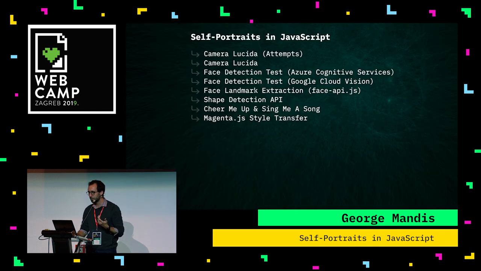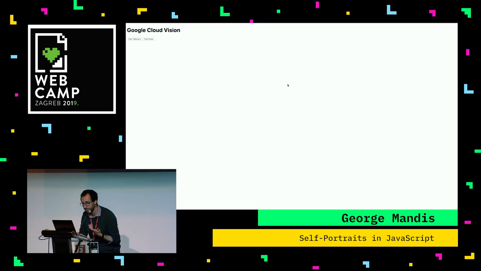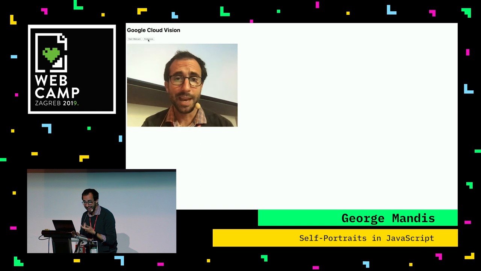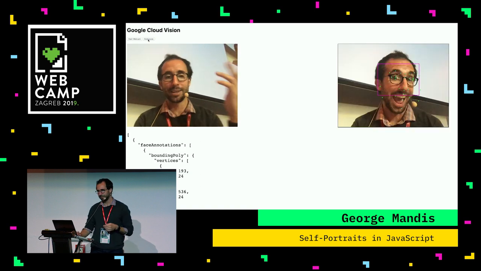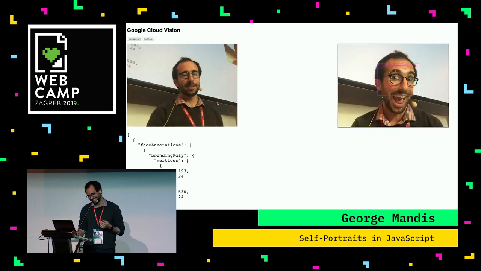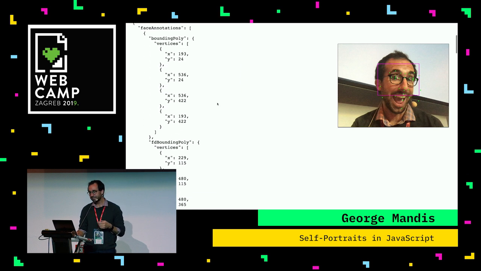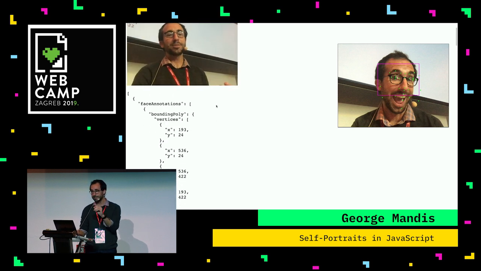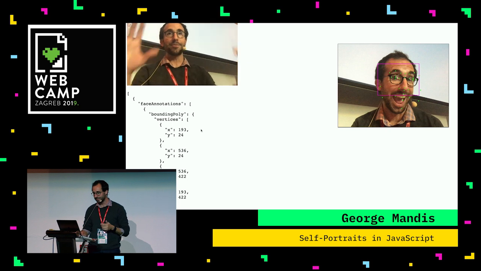For reference, let me show you what Google Cloud Vision does. Same kind of demo, so I'm going to do the same thing. I'm going to try to make a really happy face. There we go. It's all fake, don't worry. Okay, so similar sort of thing. We have all the coordinates that identify where my face is in this image.